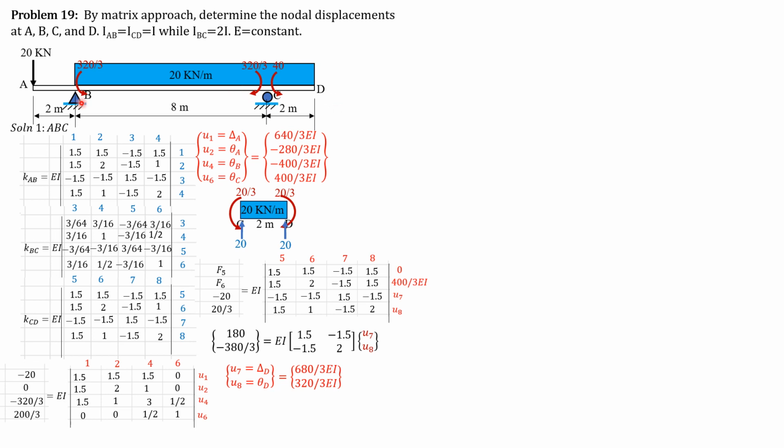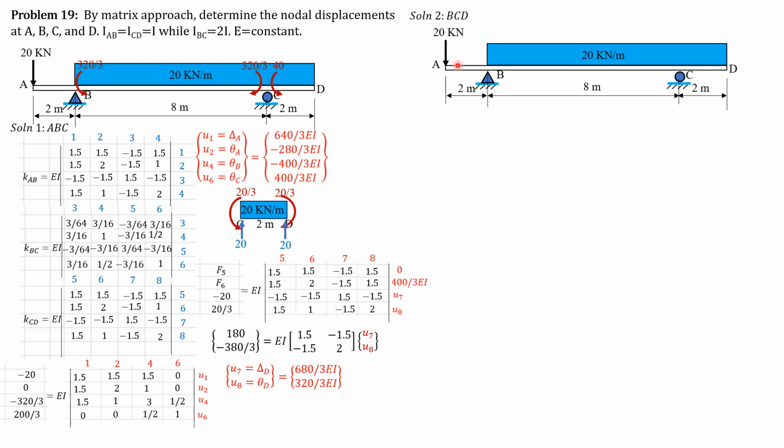For the second solution, we consider BCD this time, and therefore the effect of the 20 kilonewton load will be as shown. So this is an overhang. The moment produced by 20 is a clockwise moment, which opposes this 20 times 2, so this is 40 clockwise. And the fixed moments here would be the same, 320 over 3, because this is treated as fixed-ended. CD is also treated as fixed-ended. So 320 over 3; the upward forces we don't mind, because these are supports. Since CD is considered fixed-ended, we just grab these values of moments and upward forces.